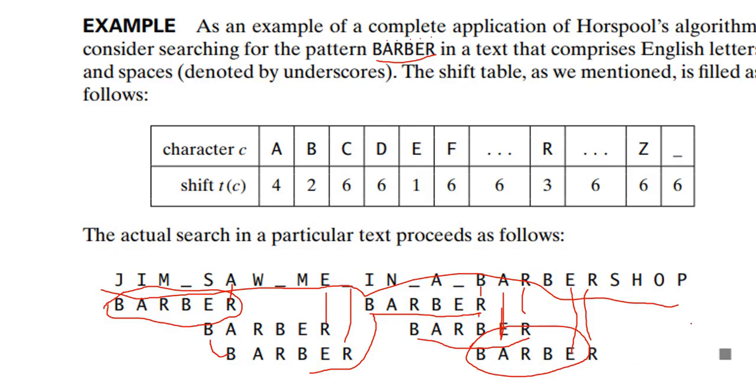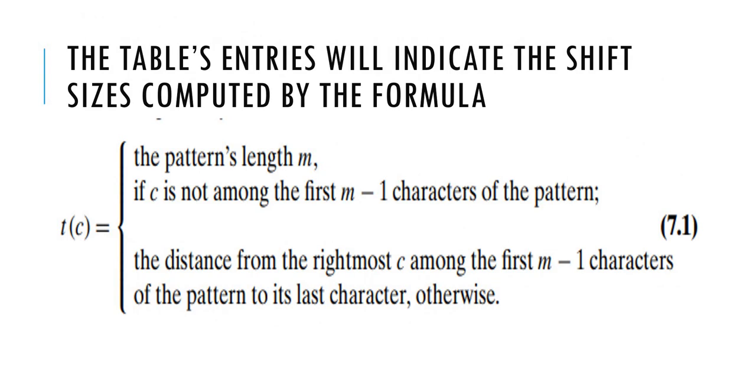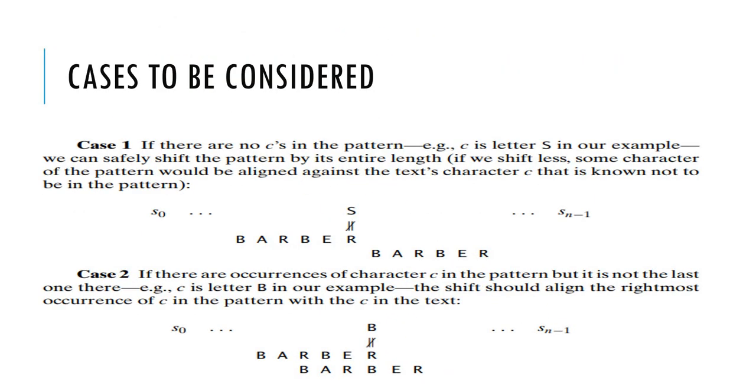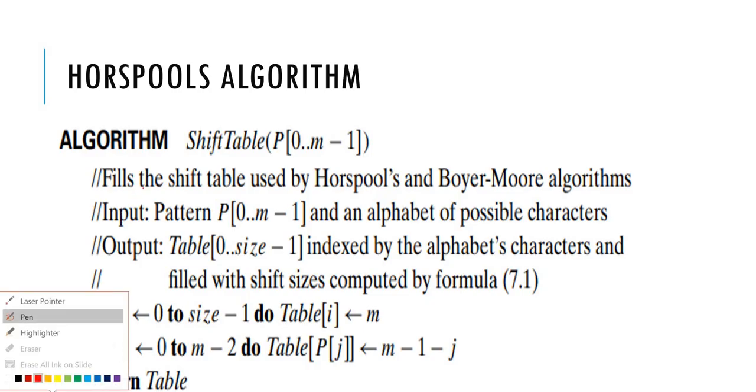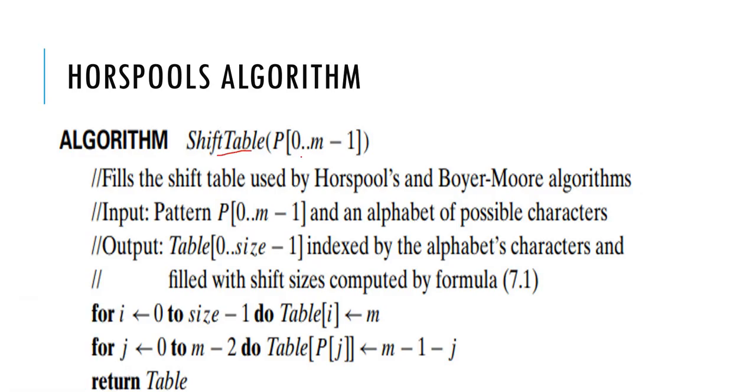So how do we manipulate this in an algorithm? That is what we are seeing here. What is the algorithm here? What will you be doing in this algorithm? What does a shift table contain? The shift table is built from a P array, which has elements from 0 to m minus 1.